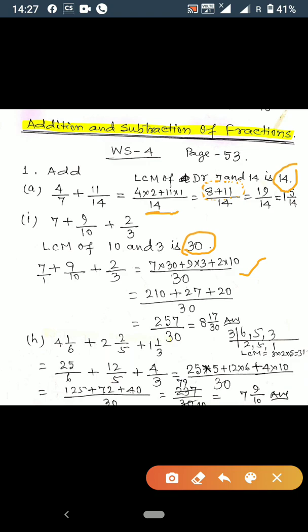9 into 3. 9 multiply 3, plus 30 divided by 3, quotient is 10, and multiply the numerator 2 multiply 10. It can be written as 7 into 30 equal to 210 plus 9 threes are 27 plus 2 tens are 20. Now add it, you will get 257 by 30 equal to 8 whole 17 by 30. Similarly, you can do the rest.